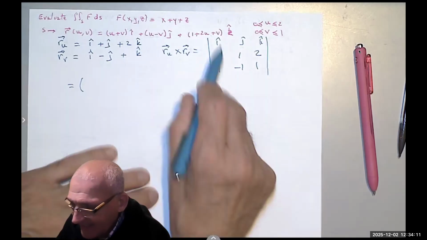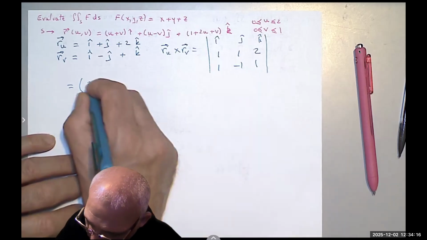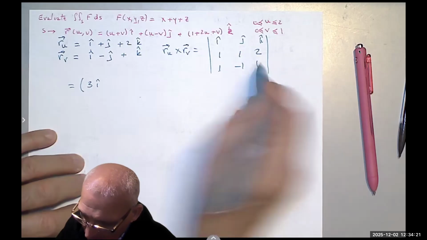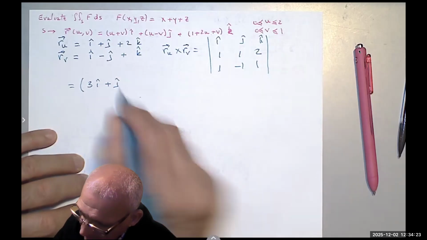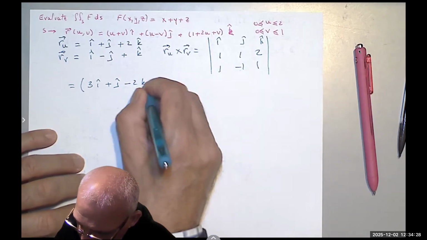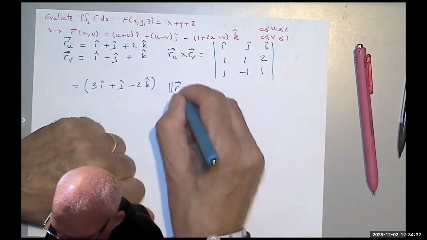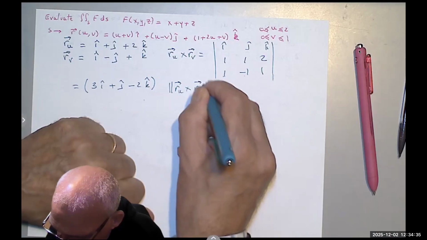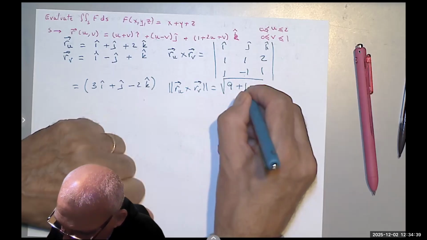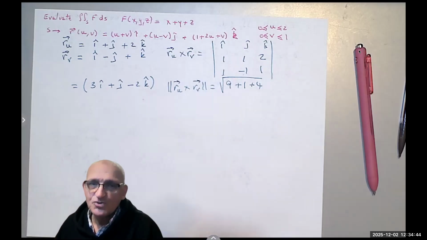Which yields, in the i direction, 1 minus negative 2, or 1 plus 2 is 3i. In the j direction, I get 2 minus 1, so plus j. In the k direction, I get negative 1 minus 1 is negative 2k. Finally, the magnitude of Ru cross Rv would give me the square root of 9 plus 1 plus 4. 3 squared plus 1 squared plus negative 2 squared.